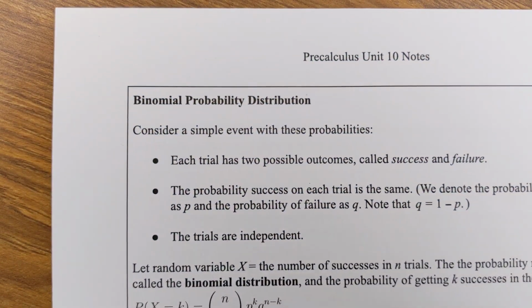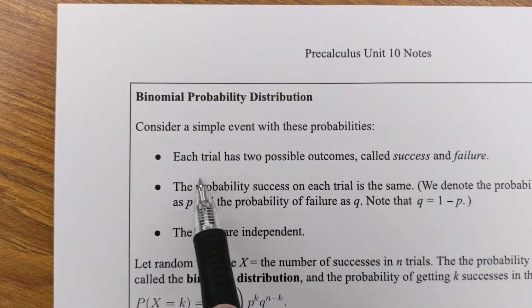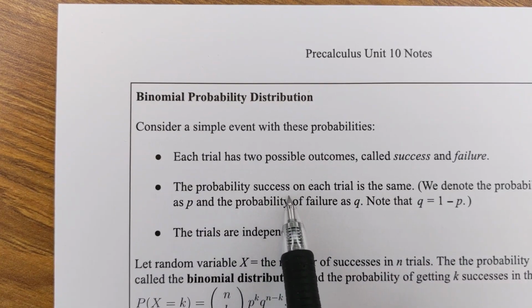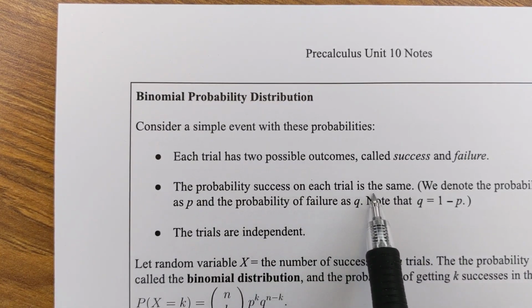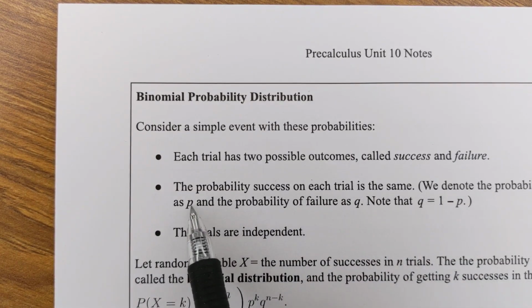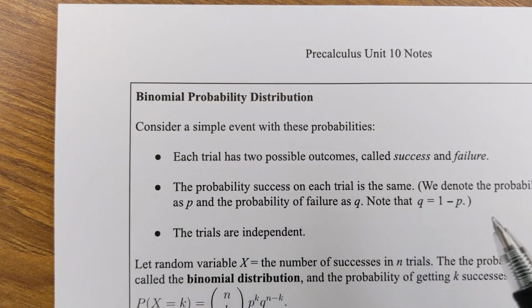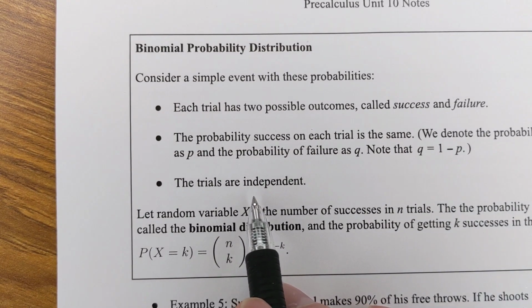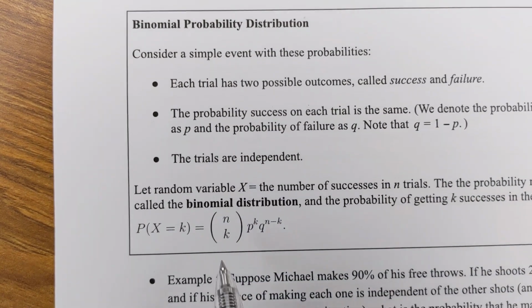Binomial probability distributions. Consider a simple event with these probabilities. Each trial has 2 possible outcomes, success or failure. The probability of success on each trial is the same, which means that your odds don't change. Probability of success is p, probability of failure is q. Note that q is equal to 1 minus p, because you either succeed or you fail. There's no other option. The trials are independent, which means that one event doesn't affect the other.